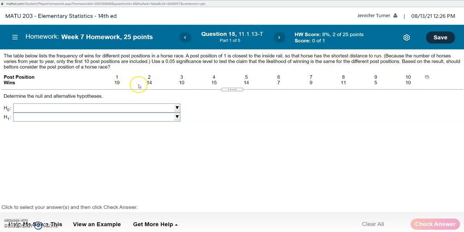And what we have here for the data is the frequency or the total number of wins that have occurred for all the different post positions over a period of time where we collected this data. This is a goodness of fit test.